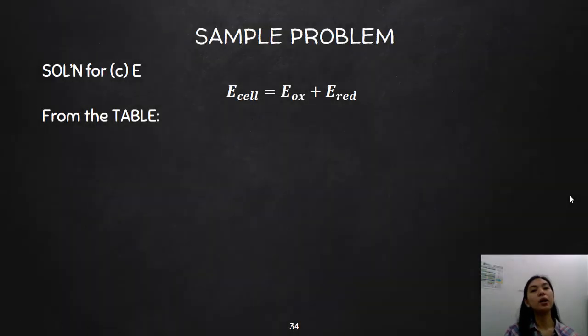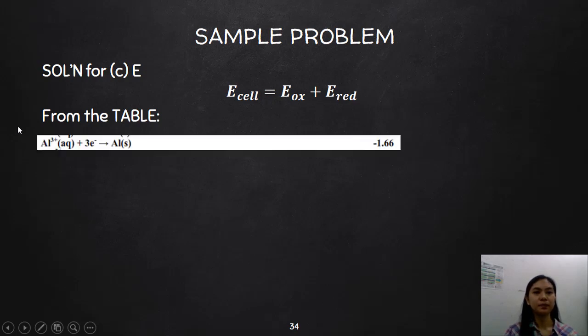So how about your cell potential? So you have your E, diba? Which is your E cell equivalent to the E oxidation plus E reduction. Okay? So, from the table, kailangan po mahanap mo si oxidation tsaka yung reduction values ng reactions. I will be providing you a PDF copy of the reduction potential table para po makukuha nyo doon yung values ng oxidation and reduction potential.